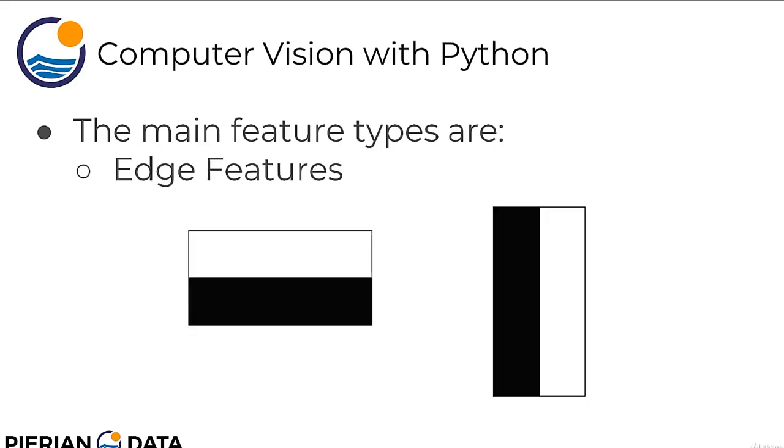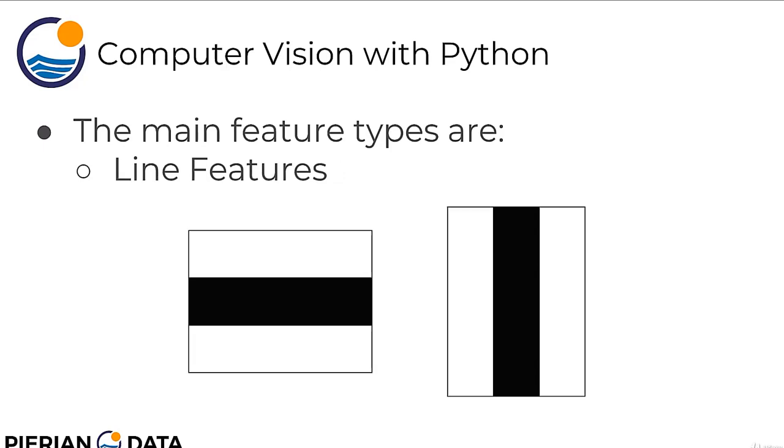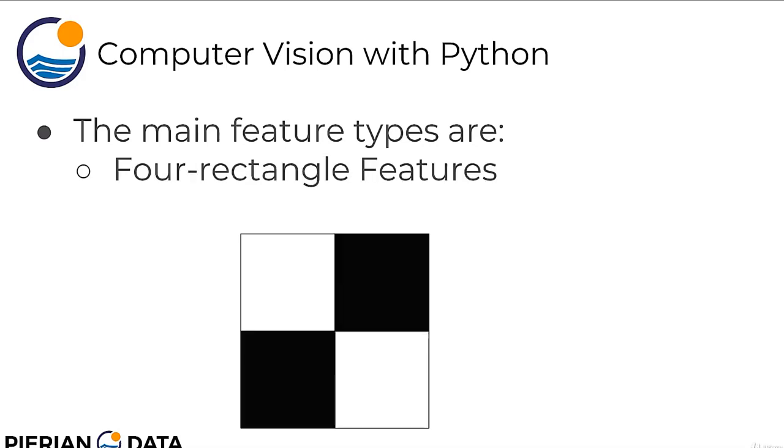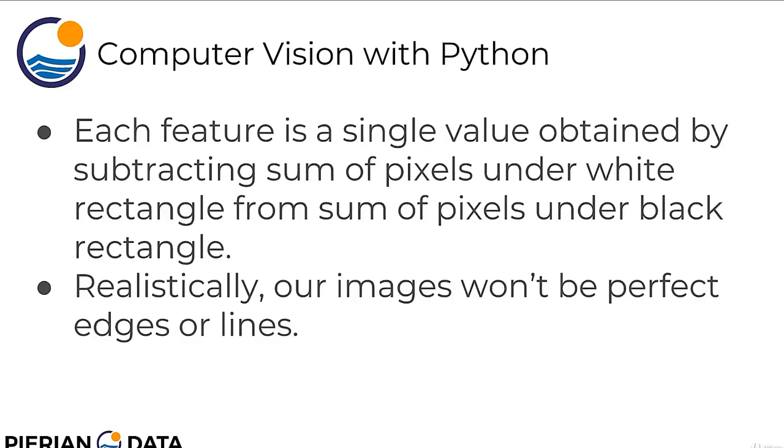So the main feature types are edge features, where you have white against black, either in horizontal or vertical directions. And then you also have line features. Again, here we have dark with white on the sides, horizontal or vertical. And then you also have 4 rectangle features that look like this. Now, each feature is a single value obtained by subtracting the sum of pixels under the white rectangle from the sum of pixels under the black rectangle. And that would be specifically for the edge example.